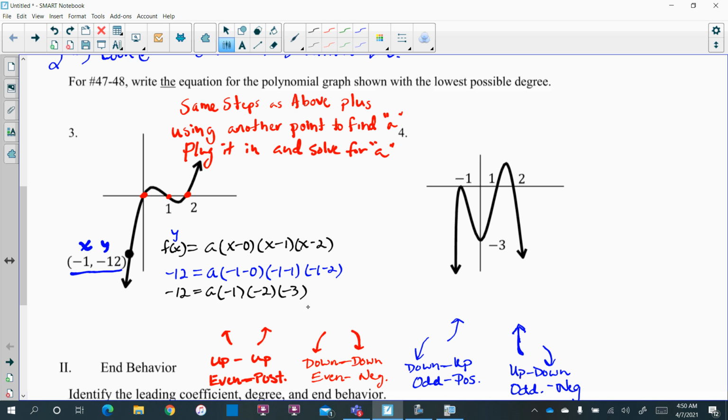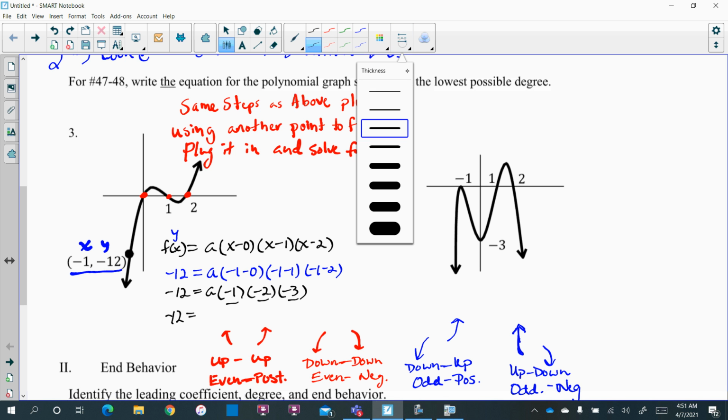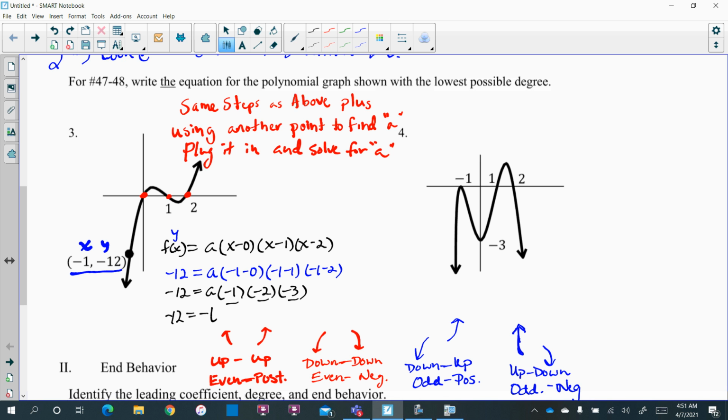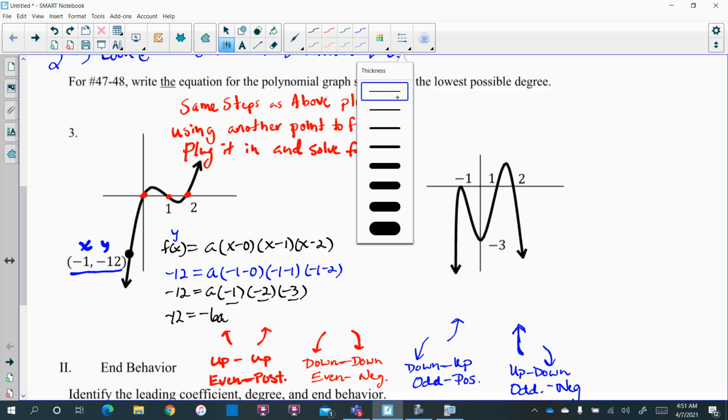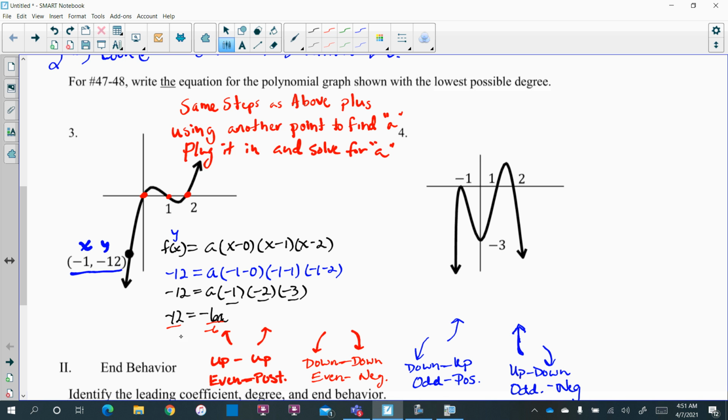So when I multiply these terms together, negative 1 times negative 2 gives you positive 2, times negative 3 gives you negative 6. So really I have negative 12 equals a times negative 6, which is really negative 6a. I think some of you already saw that mentally, so I don't need to show that next step. So we're solving for a, and we just need to divide by that negative 6 to get the a. And here we see the a is going to be 2, right?